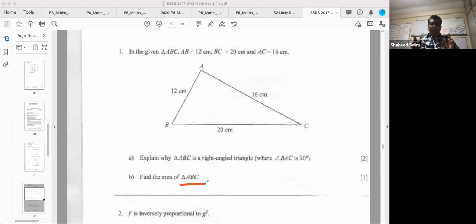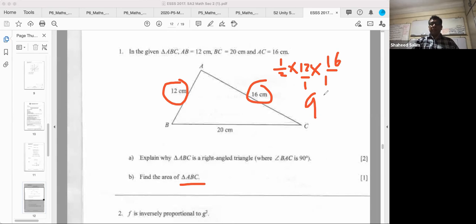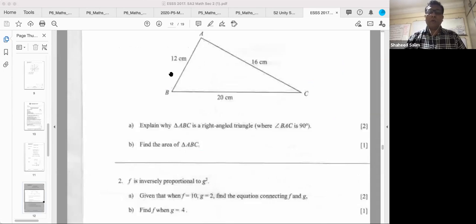Come on. Half times base times height. Okay, you take this to be the base, this is the height. Half times 12 times 16. You get 96 square cm. That means you already found the area. Okay, now we move on.